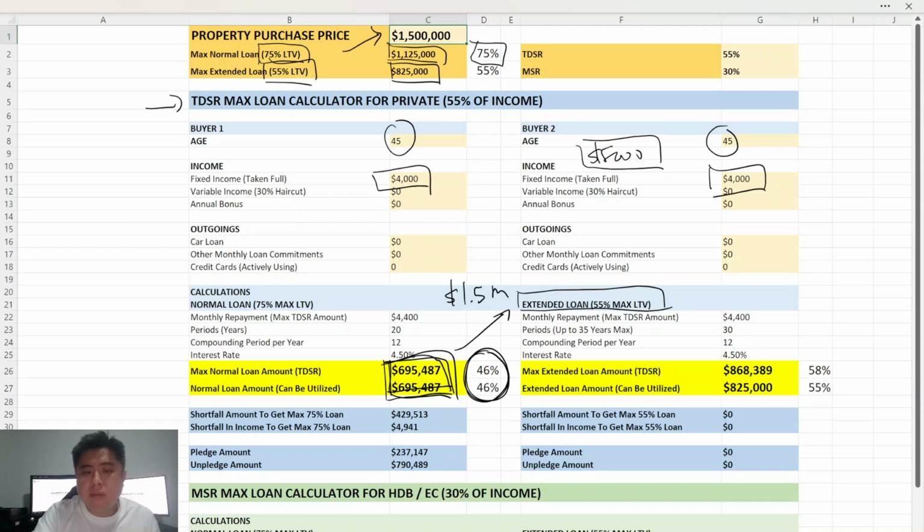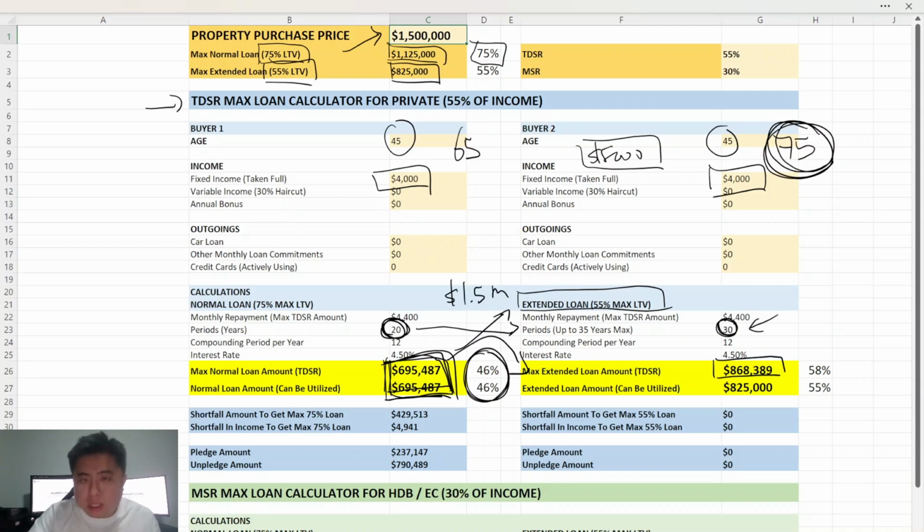So what happened is because from a 20-year loan tenure, now we are able to get a 30-year loan tenure. Remember just now, for a normal loan it's only up to age 65, but for an extended loan it's up to age 75, which is why you're able to get 10 years more loan. And how does this affect it? From your 695,000 loan, now the bank is happy to give you 868,000 worth of loan up to age 75.